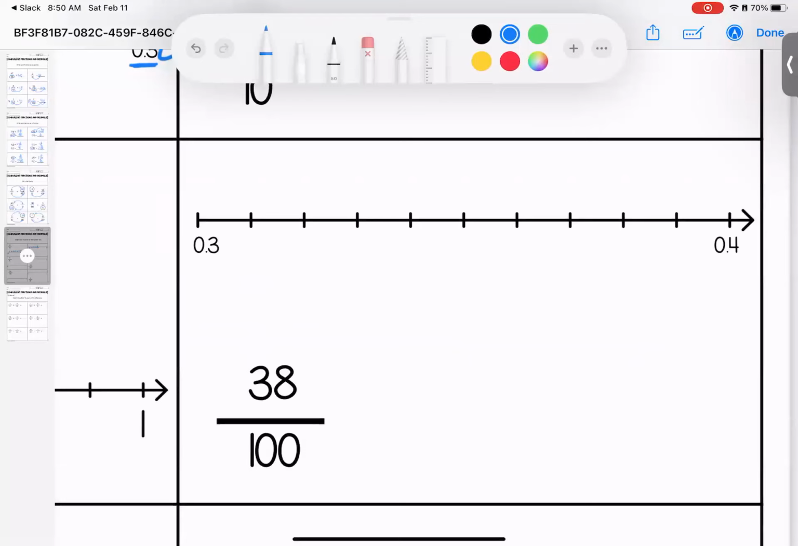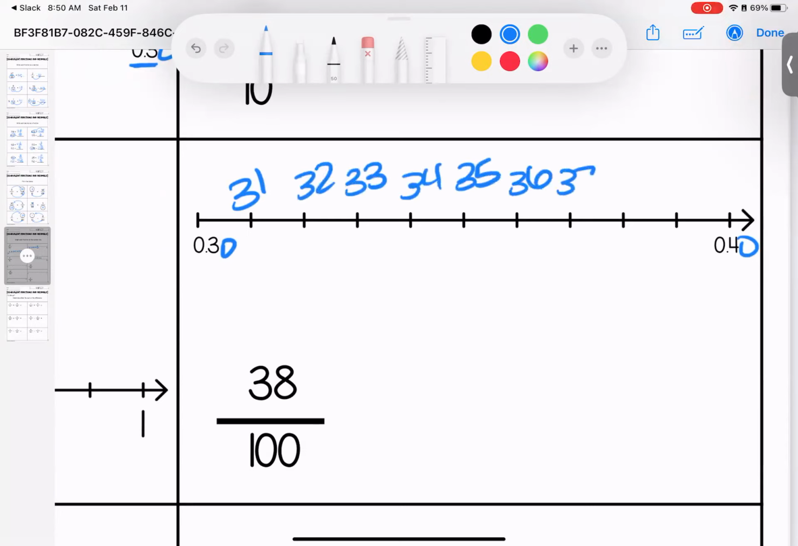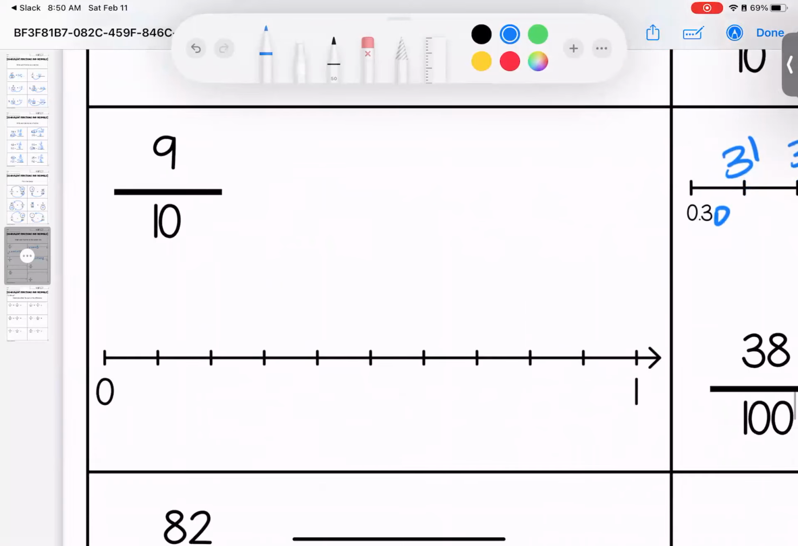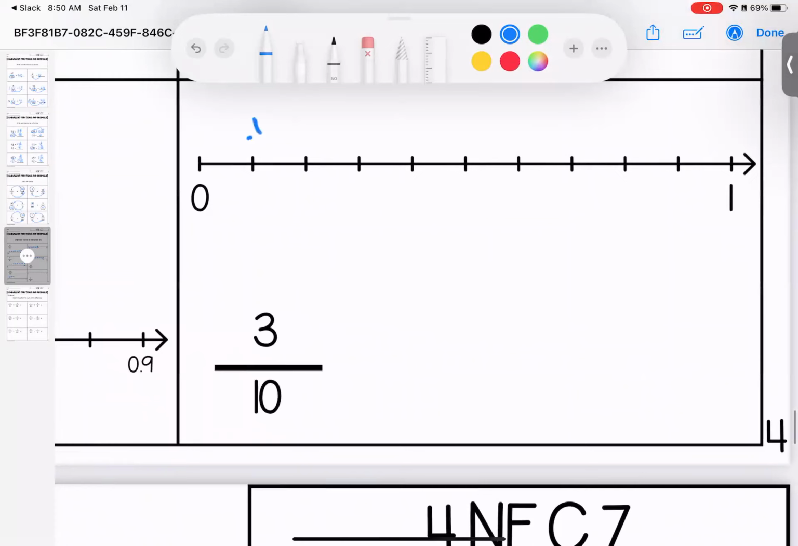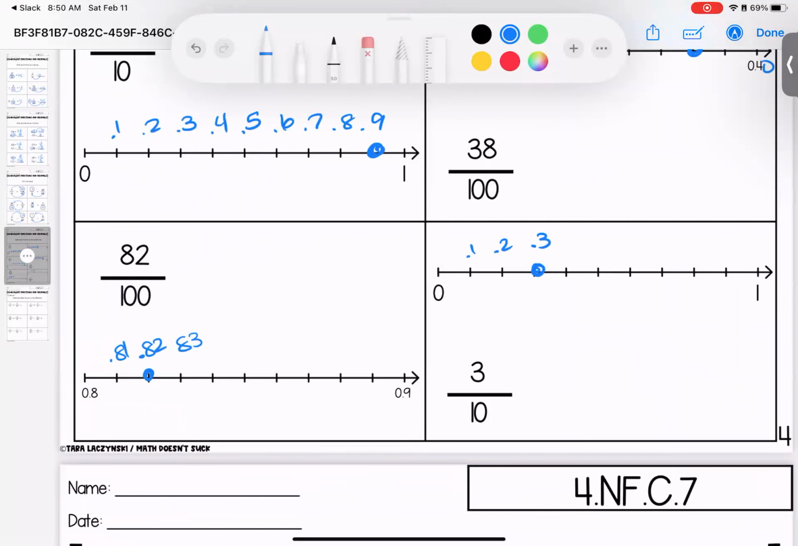Coming down here, add our zeros. We have 31, 32, 33, 34, all the way out to 38 hundredths. Over here, we have 1/10, 2, 3, 4, over to 9 tenths. We have hundredths, so this would be 81, 82 hundredths would be right there. And then another tenth. 3 tenths would be right there. Any questions? Bring them with you to class.